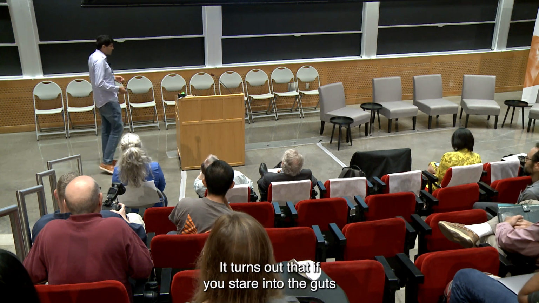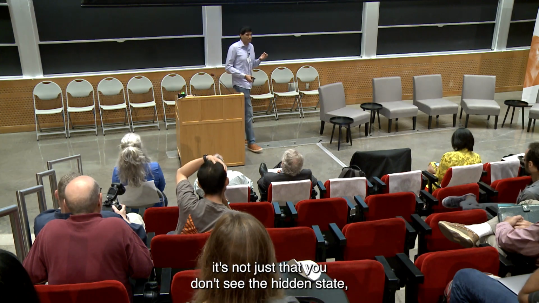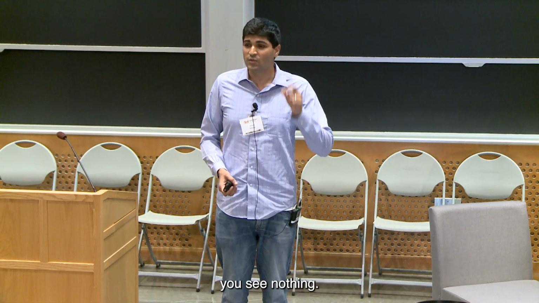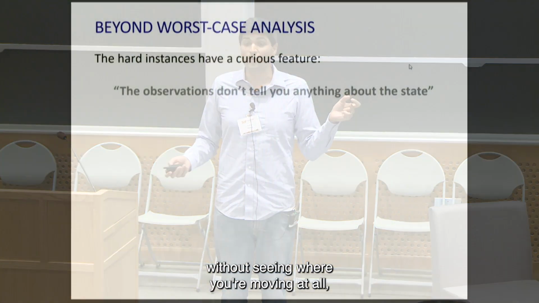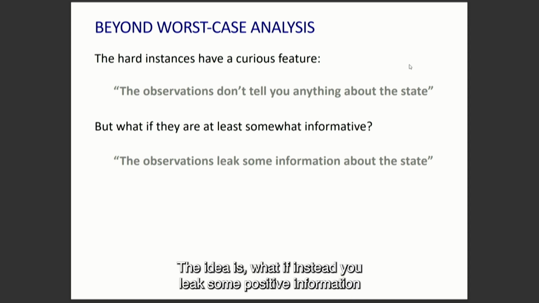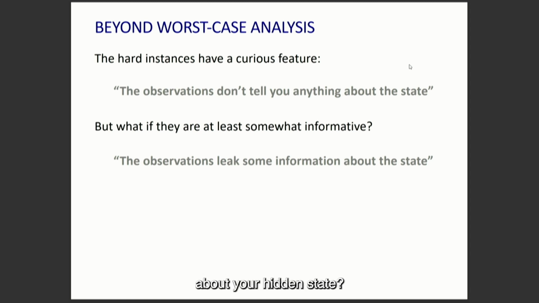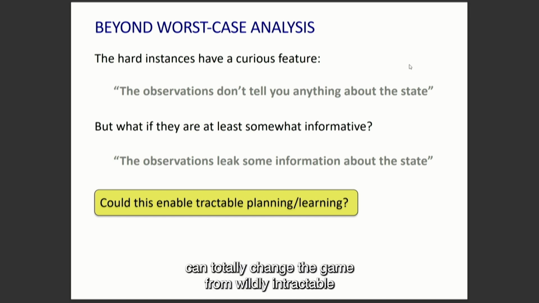It turns out that if you stare into the guts of these hard instances, they all have this curious feature. It's not just that you don't see the hidden state, you see nothing. That's really a blind MDP where you play it without seeing where you're moving at all. But if you push back on this assumption, you get a much more realistic and tractable model. The idea is, what if instead you leak some positive information about your hidden state? You don't see everything, but at least you get a hint about where you are. And it turns out that these types of assumptions can totally change the game from wildly intractable to algorithmically possible.